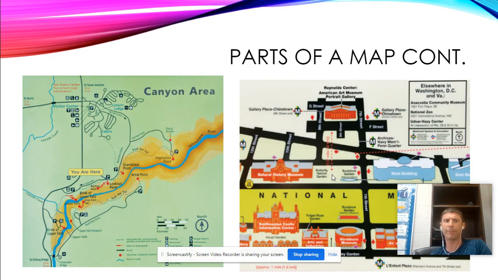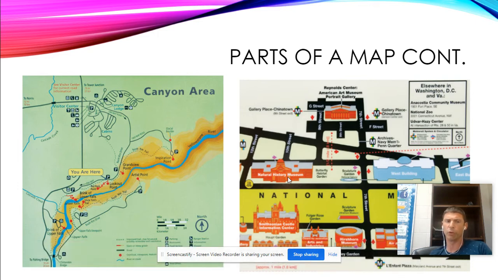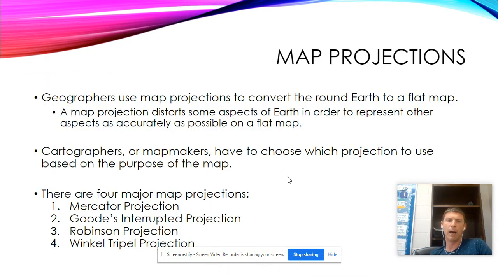So, these two maps, this one's of a canyon. This one is of like an art gallery here in DC. So I guess it's actually all of DC. So we've got the Smithsonian, the National History Museum. So it's maybe a smaller area that we're looking at. Over here, this canyon would probably be a bigger area. But with all maps, we have to really look at the legend and how it's being used to see what the differences are. And this is kind of what I already talked about.